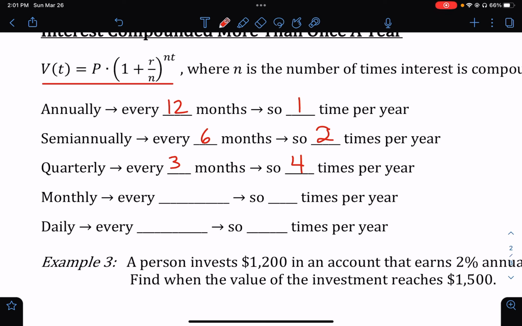Monthly would be every single month, which means we would do it 12 times per year. And daily, pretty obvious, meaning every day. And so that one would be a whopping 365 times per year. And yes, there are leap years that have 366 days. We just assume it's 365. That's just what they go off of. They don't worry about leap years. They just do it at a 365 rate.